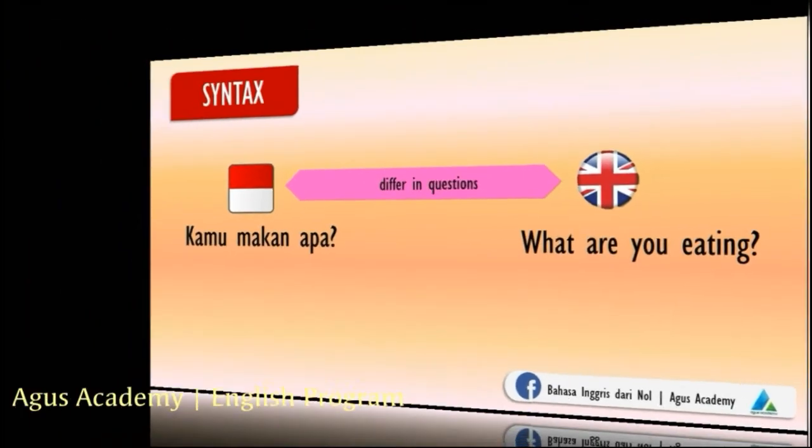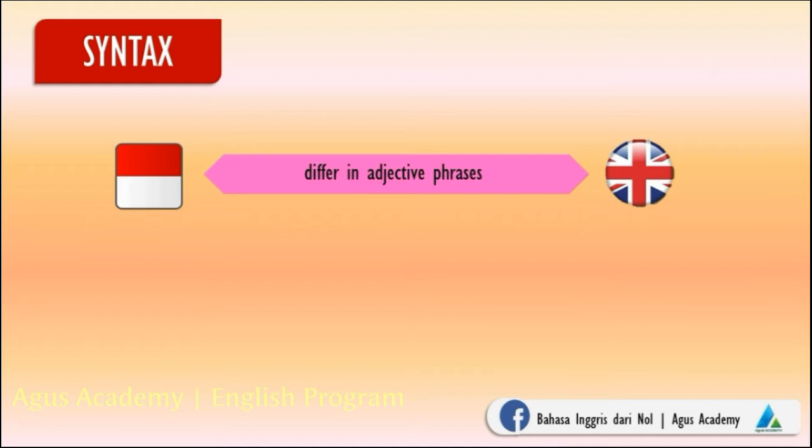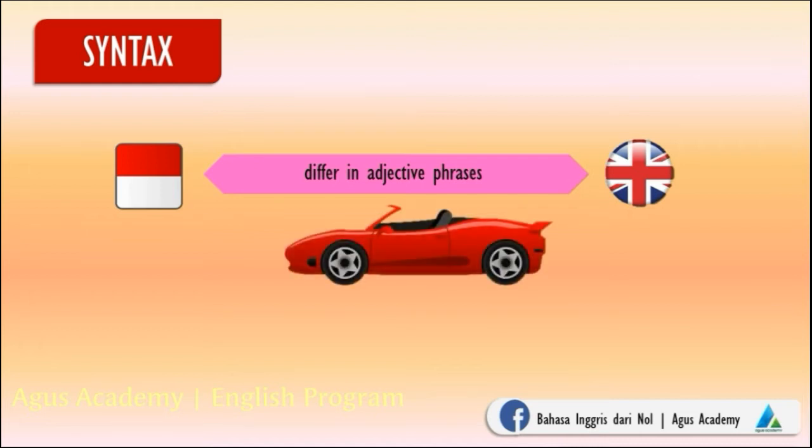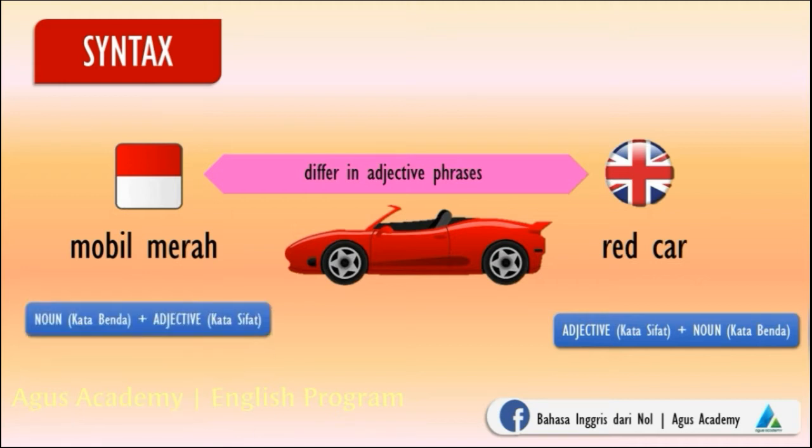Adjective phrases in the two languages are in the opposite order. The word red car or mobil merah. Red car is an adjective followed by noun, but mobil merah is a noun followed by adjective.